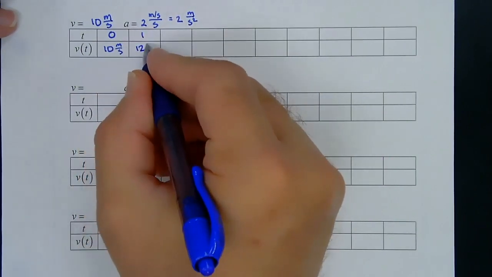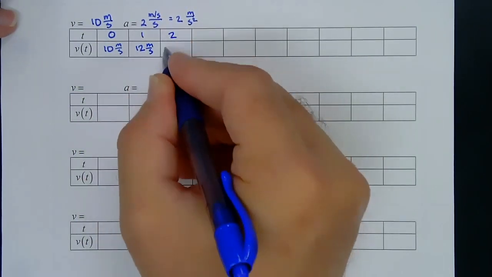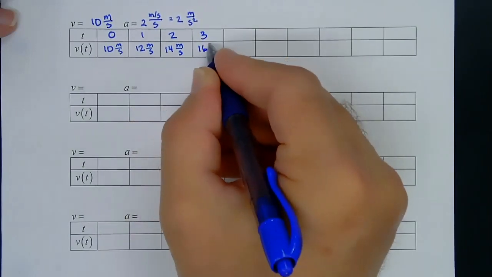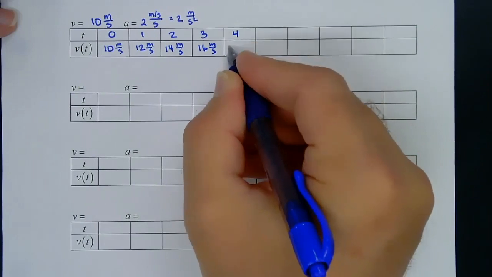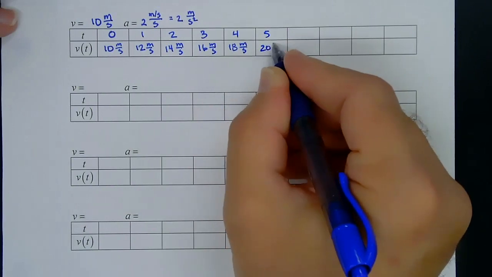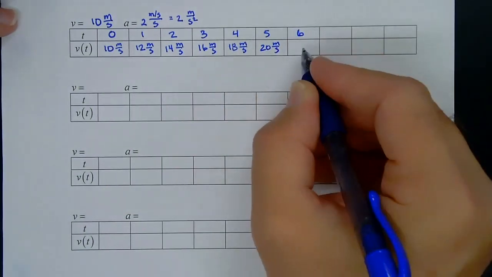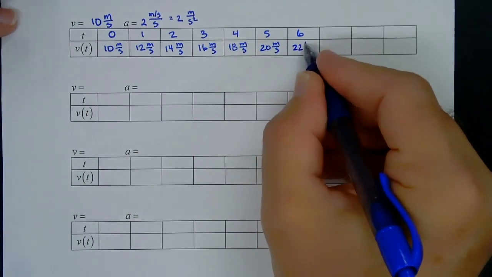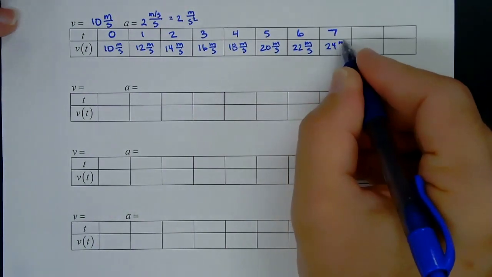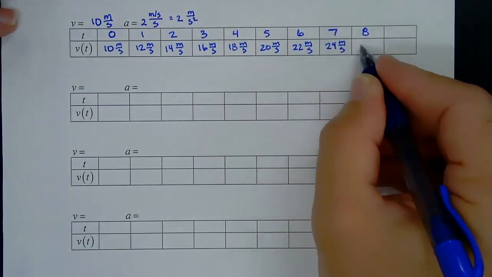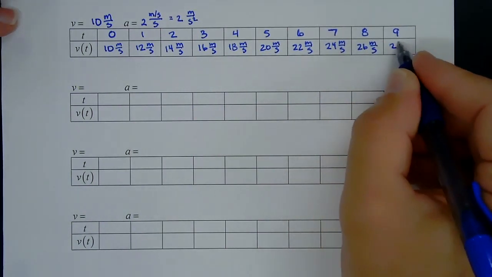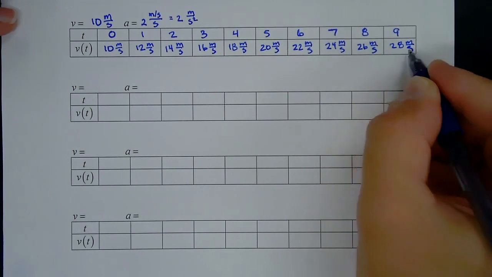So now this would be 12 meters per second. 1 second later, 14 meters per second. 1 second later, 16 meters per second. 1 second later, we're at 18 meters per second. 1 second later, we're at 20 meters per second. 1 second later, we're going to be at 22 meters per second. 1 second later, 24 meters per second. 1 second later, 26 meters per second. And 1 second later, we'll be at 28 meters per second.